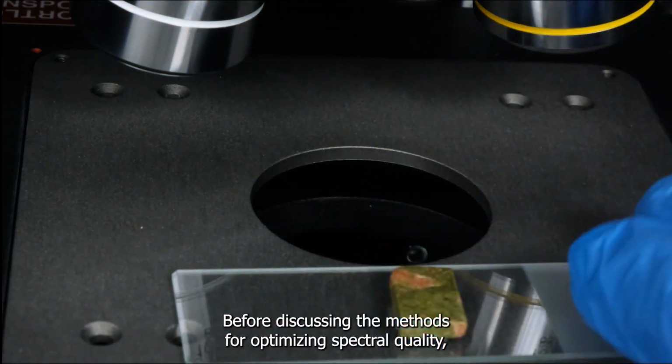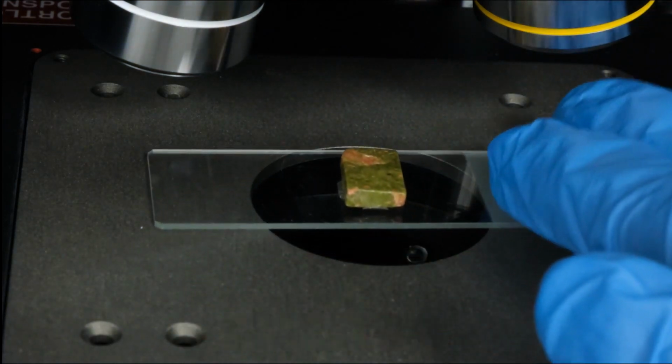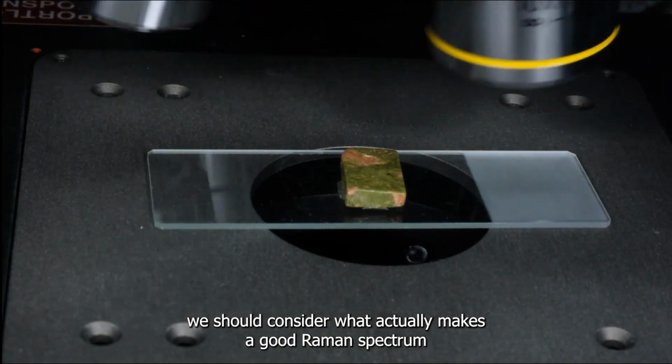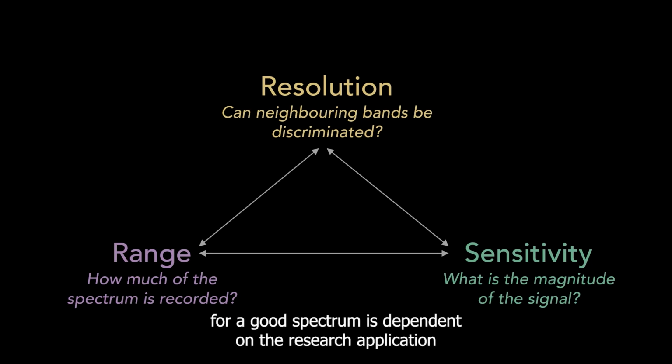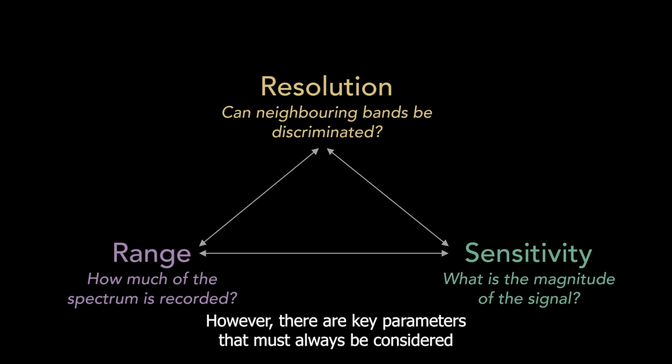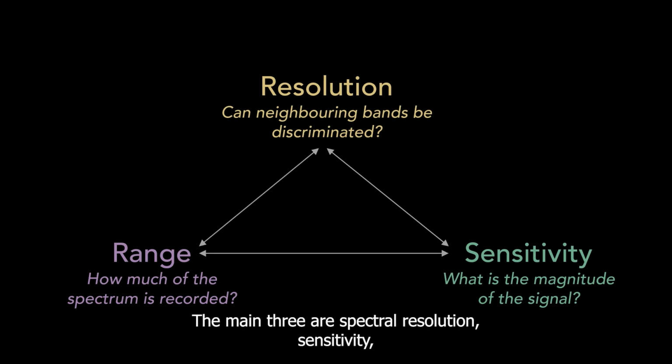Before discussing the methods for optimising spectral quality, we should consider what actually makes a good Raman spectrum. The appropriate threshold for a good spectrum is dependent on the research application. However, there are key parameters that must always be considered. The main three are spectral resolution, sensitivity, and range.